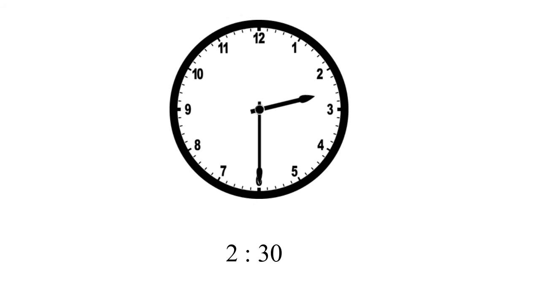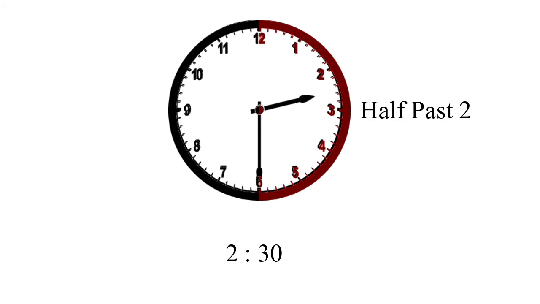There is another way to write the time when the minute hand points at 6. Since the minute hand went halfway around the clock face, we use the word half past. So for 2:30, we can write it as half past 2.